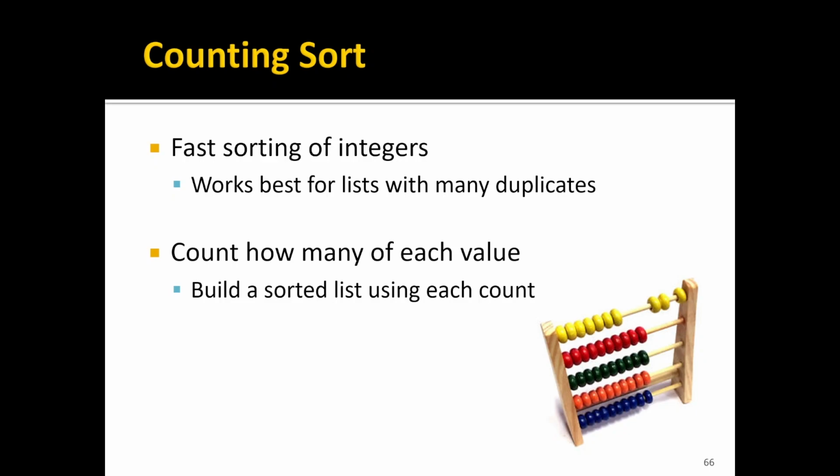So you can think, if I have a list that has 100 numbers in it, but all of those numbers are between 1 and 10, so let's say maybe I'm sorting a list of ratings, then bucket sort, or counting sort, is very efficient for this.